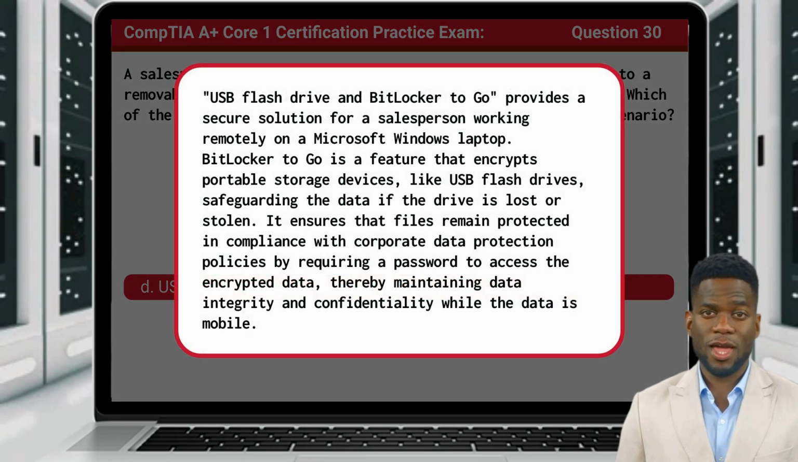USB flash drive and BitLocker To Go provides a secure solution for a salesperson working remotely on a Microsoft Windows laptop. BitLocker To Go is a feature that encrypts portable storage devices like USB flash drives, safeguarding the data if the drive is lost or stolen. It ensures that files remain protected in compliance with corporate data protection policies by requiring a password to access the encrypted data, thereby maintaining data integrity and confidentiality while the data is mobile.